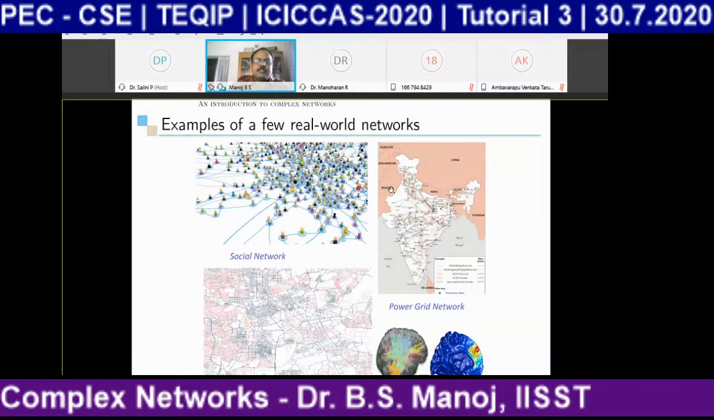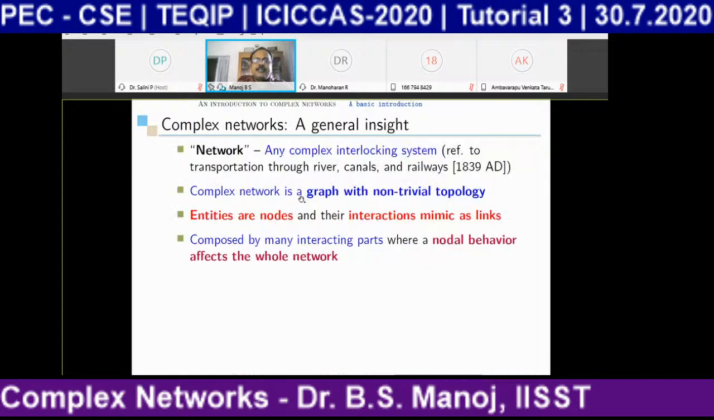Now, as I mentioned, in any network, we have certain entities that are represented as nodes.